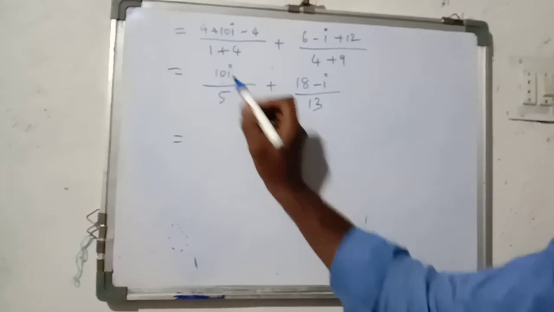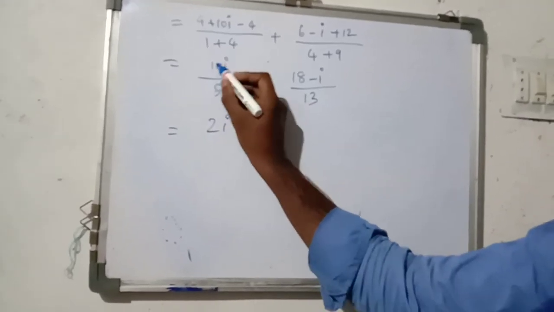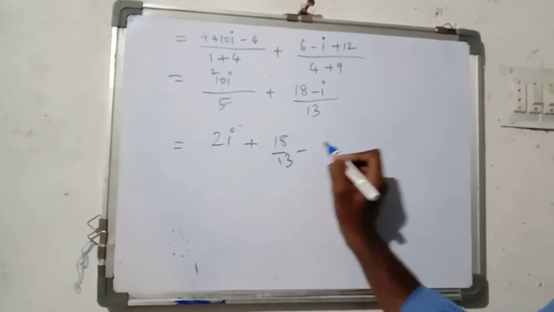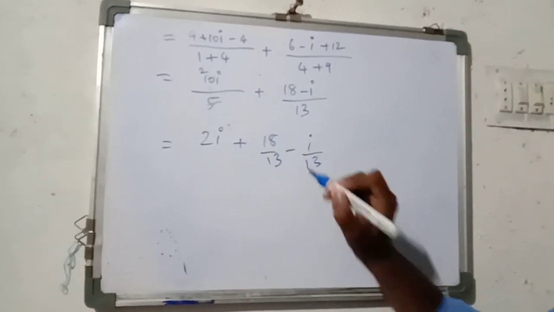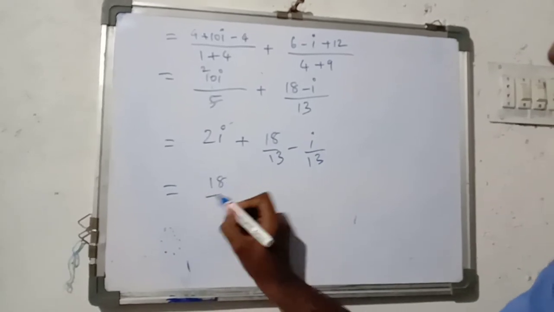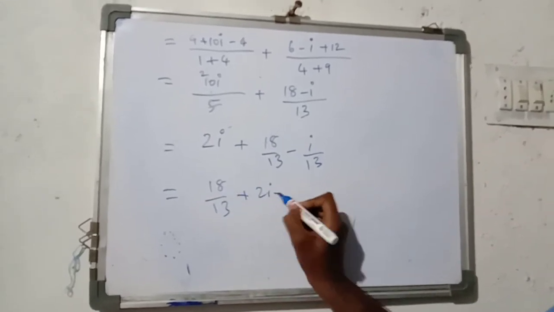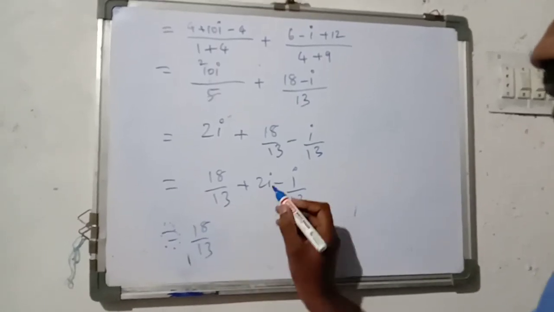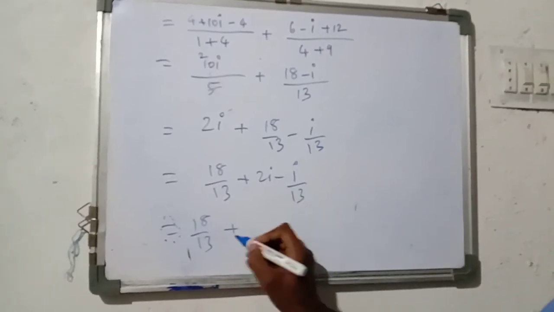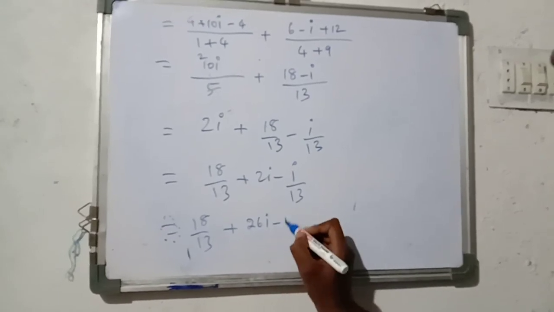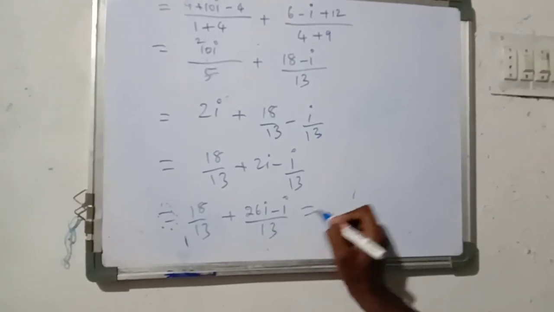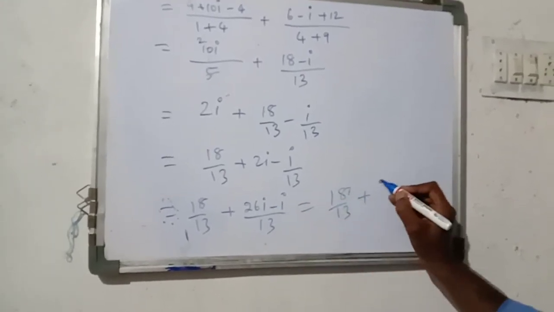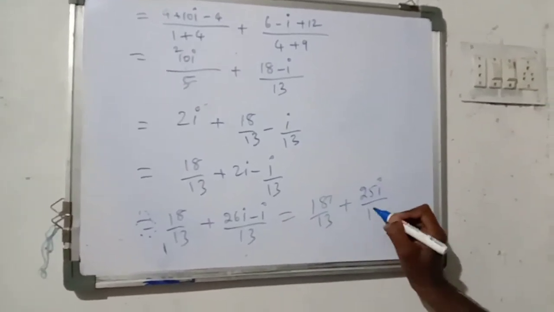Now here we have to take the LCM. 5 into 2 is 10, so it gets cancelled, 5 to the 10. That means 2i plus 18 by 13 minus i by 13. Okay, so this is equals to 18 by 13 plus 2i minus i by 13. So this is equals to 18 by 13, LCM 13, 13 into 2 is 26i minus i by 13. So this is equals to 18 by 13 plus 26i minus i, this is 25i by 13.